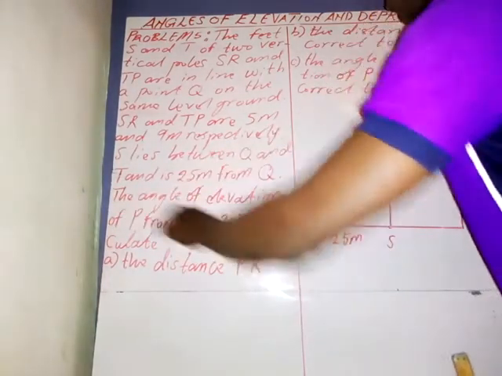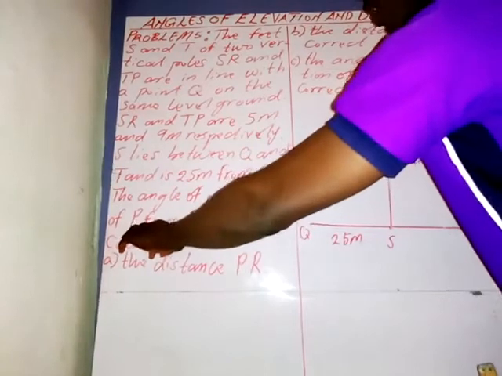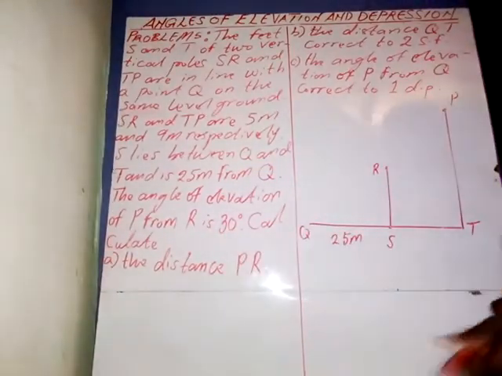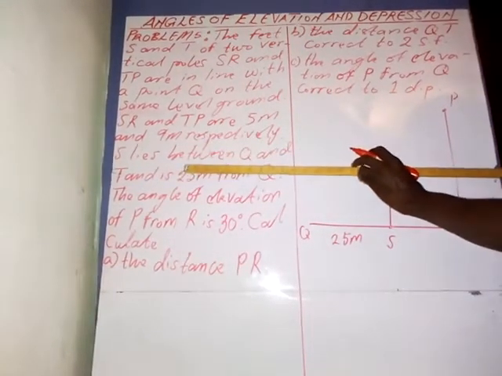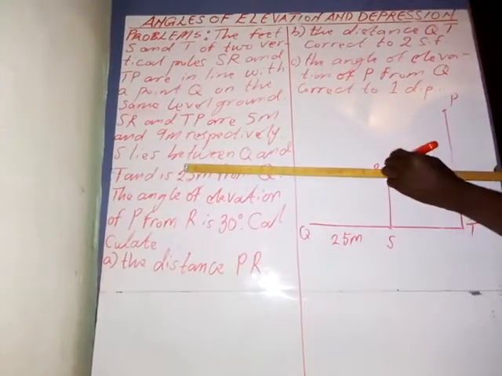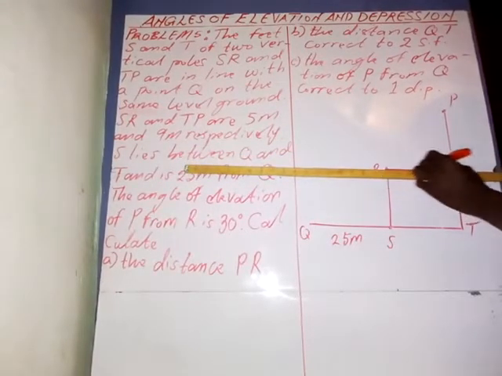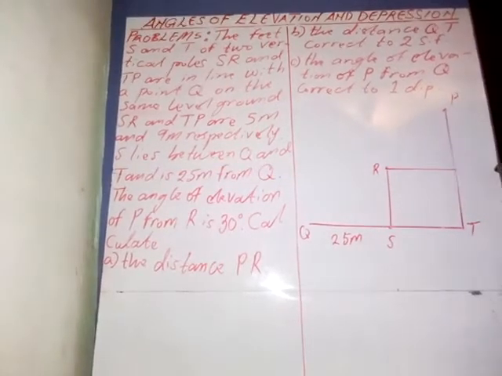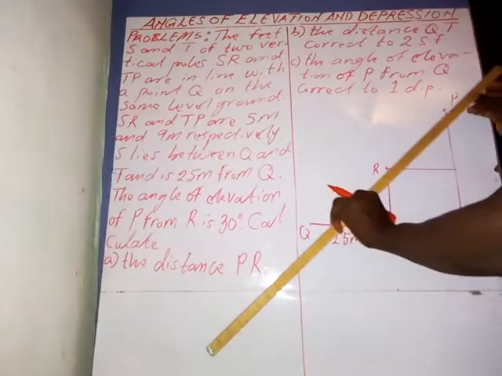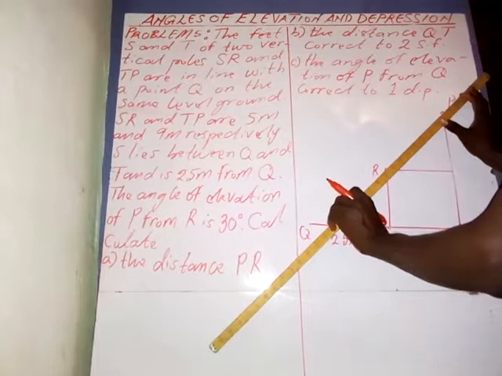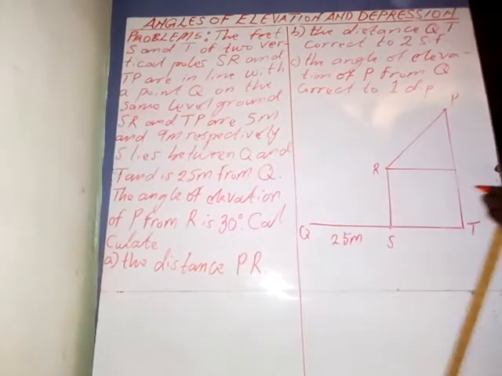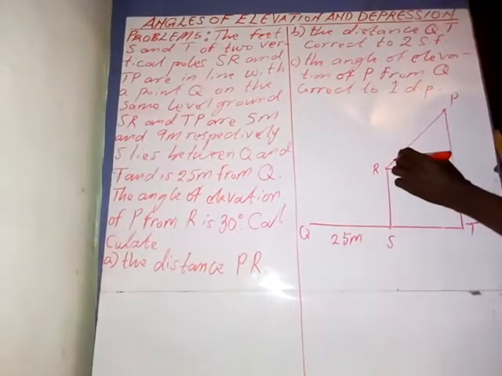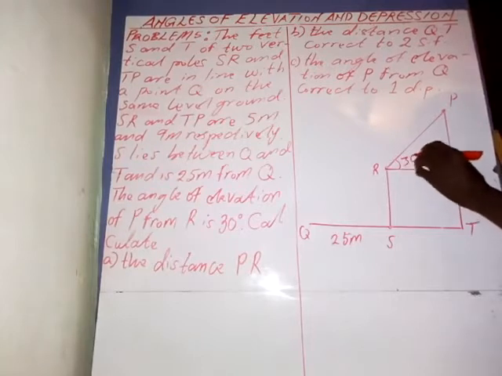Then we come here now. The angle of elevation of P from R is 30 degrees. So normally, we have a horizontal line. If someone is standing at this point R, this person is supposed to be looking in this direction, but is looking at the top P of the pole TP. So here we have to draw a line like this. Then the angle of elevation of P from R is 30 degrees. So the angle will be put here. So this is 30 degrees.